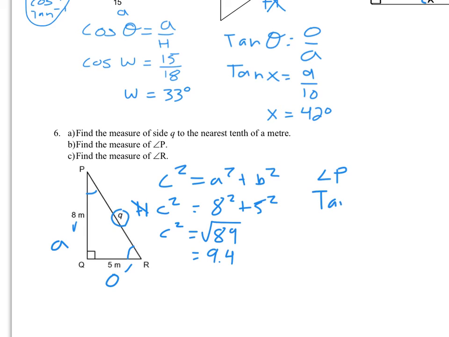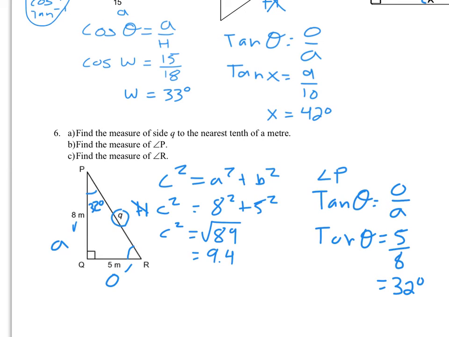tan again. So tan of an angle, I don't know what that angle is, O divided by A. Let's fill it in with what we know. We know our O is 5, our A is 8. Let's use our second function button. So let's use that shift tan, 5 divided by 8 in brackets, and we'll find out that that angle is 32 degrees.